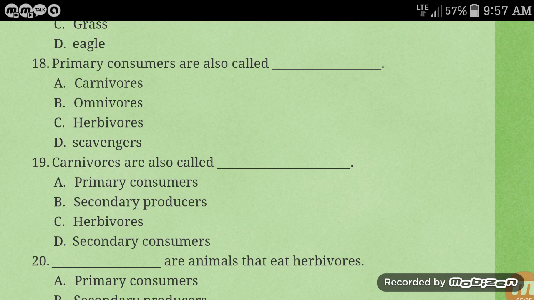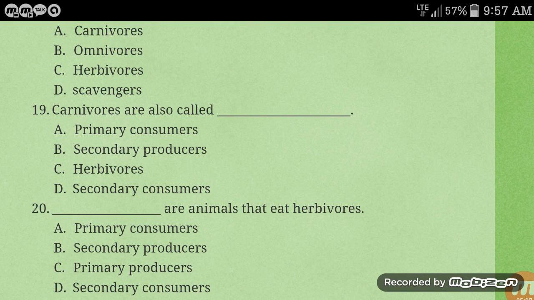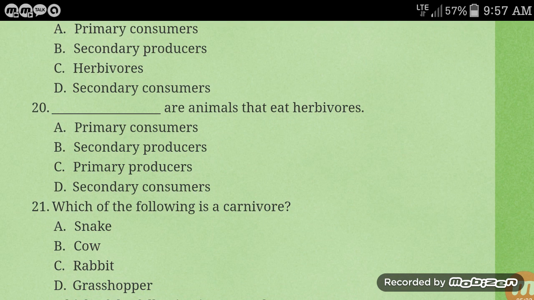Next one, carnivores are also called secondary consumers. Yeah, secondary consumers, letter D. Next one, blank are animals that eat herbivores. Of course, it is secondary consumers.